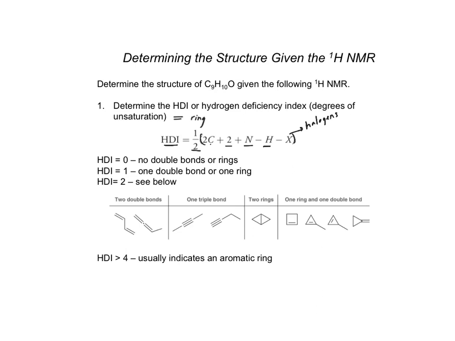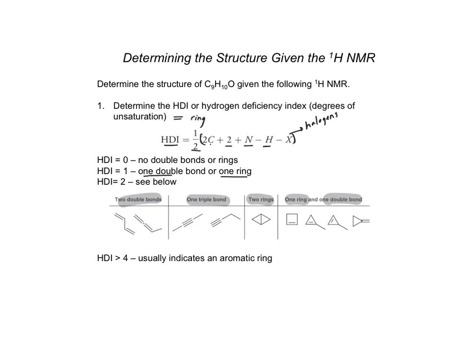Okay, and if you get an HDI that's equal to 0, then the molecule is fully saturated, meaning there are no double bonds, there are no rings. If you get an HDI of 1, that's going to tell you that there is either a double bond or a ring. And then if you get an HDI of 2, there are a lot of different permutations of an HDI of 2, right? That could be 2 double bonds, that could be a triple bond, it could be 2 rings, or a ring and a double bond.